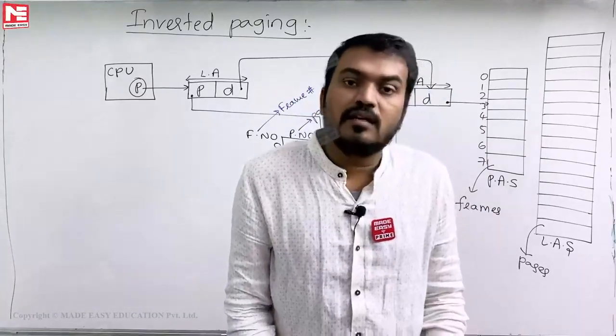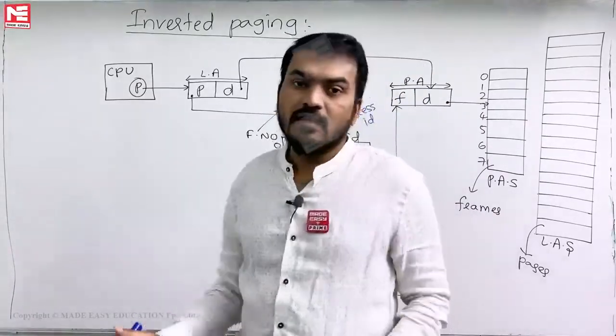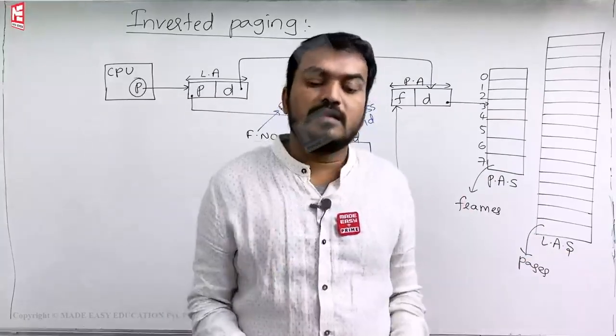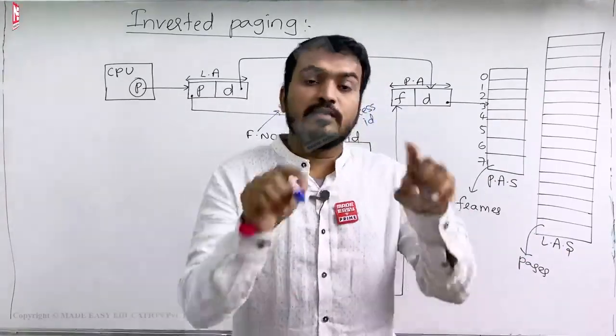Number of entries in the inverted page table is the same as the number of frames in the PAS. Okay, so keep that in a box.